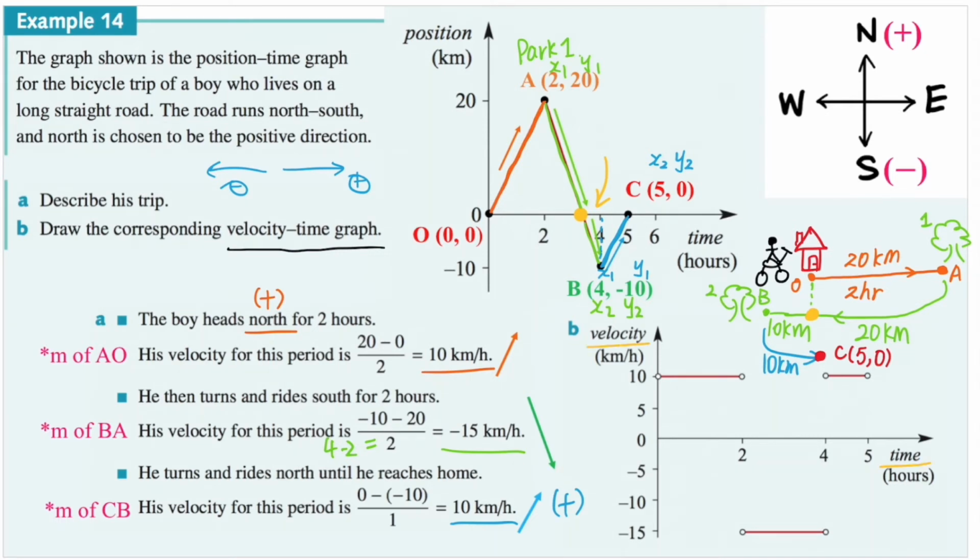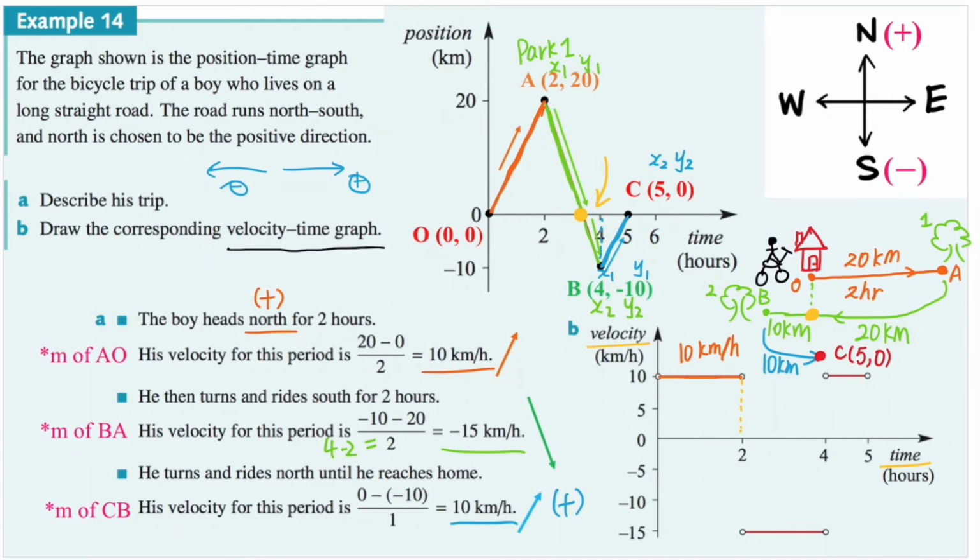On the horizontal axis, we have time, and the vertical axis becomes velocity. Okay, so the boy heads north for 2 hours. Since the average velocity during this time interval is 10 kilometers per hour, and he's heading north, which is defined as the positive direction, the graph is above the x-axis with a vertical value of 10.